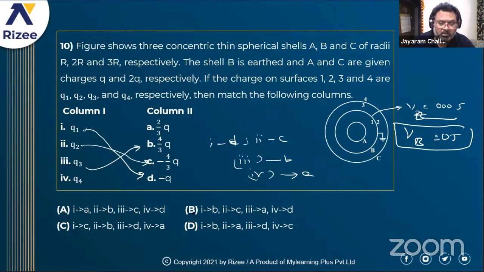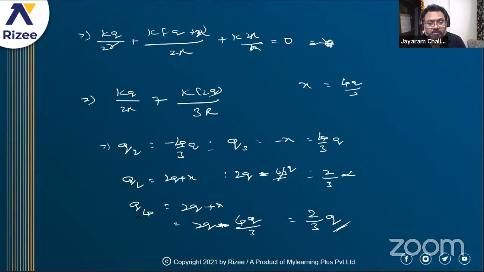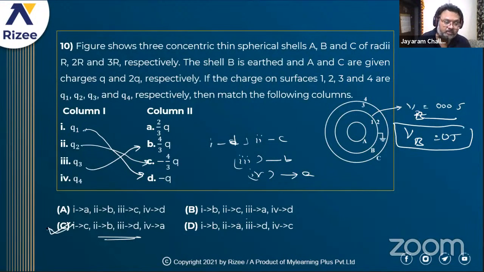So 1D. What is 1D? This is 2C. 3 is B, 4 is A. So for the fourth, only this possibility is there. These were the relations given at that particular instance. So that means this should be our right answer.